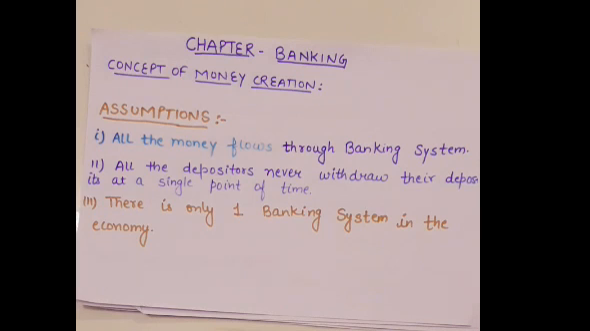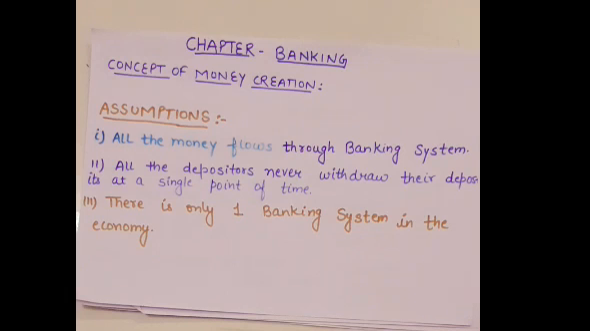Second assumption is that all the depositors never withdraw their deposit at a single point of time. That means all the depositors do not appear at a single time to withdraw their money deposited in the bank. Depositors have certain trust with the banking system. There is a fiduciary relationship between the banks and the depositors. Third is that there is only one banking system in the economy.